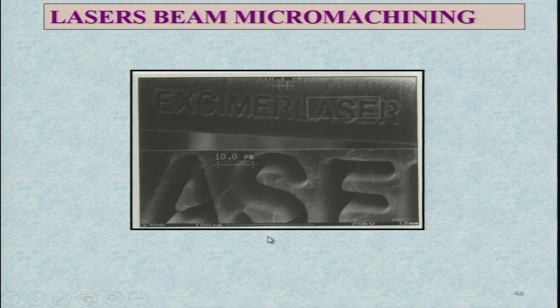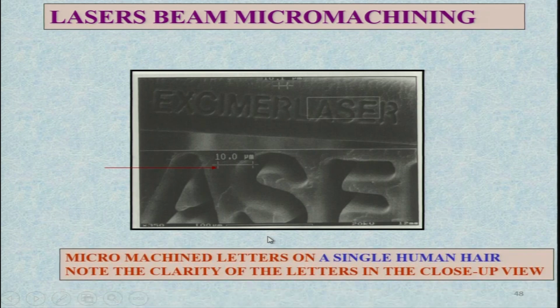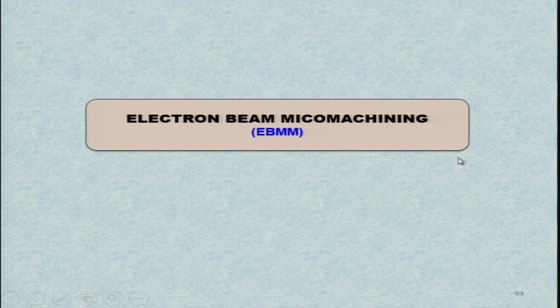"Excimer laser" has been written on the human hair with the help of the excimer laser beam micromachining. So, micro machined letters on a single human hair. Note the clarity of the letters in the close-up view. You can see clearly the clarity of the laser in the bottom figure, and this is the full picture of that particular excimer laser. So, what I am trying to tell is that it has very versatile applications. Only thing is you have to choose the right kind of applications and the material.